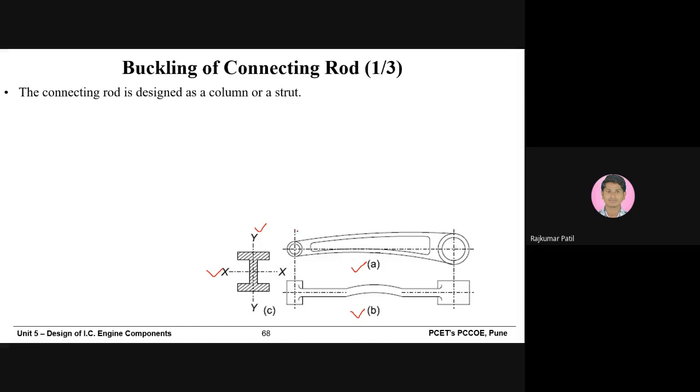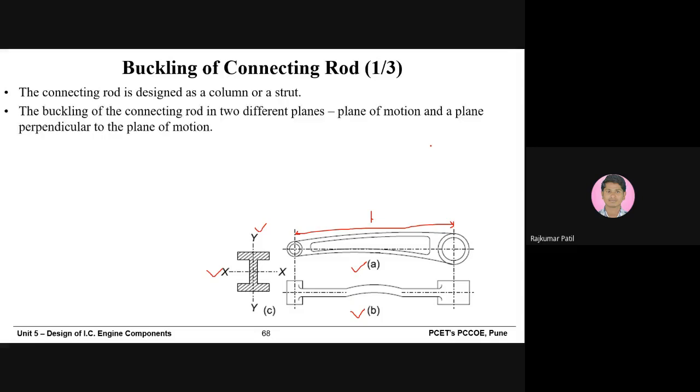So as the length between the two ends, that is the small end and the big end, is considerable, the connecting rod is designed as a column or strut. Then the buckling of the connecting rod takes place in two different planes. First, the plane of motion. As you can see in figure A, this is the plane of motion.